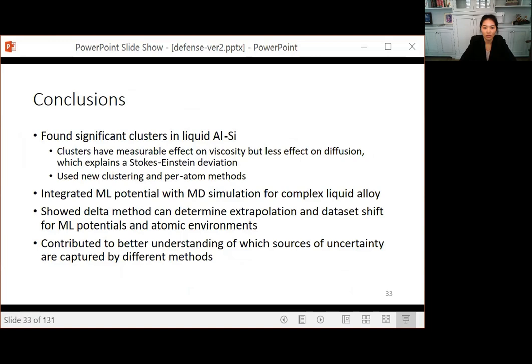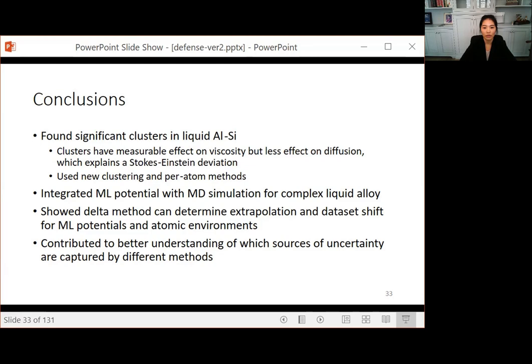So the conclusions overall, we found the significant clusters in liquid aluminum silicon. We show that the clusters have a measurable effect on viscosity, but less so on diffusion. And this explains the Stokes-Einstein deviation. And we use these new clustering and per atom methods. So these were new methods. And overall, this shows a linkage between multiple scales of simulation. It also shows that we can observe new phenomena using MD simulation.